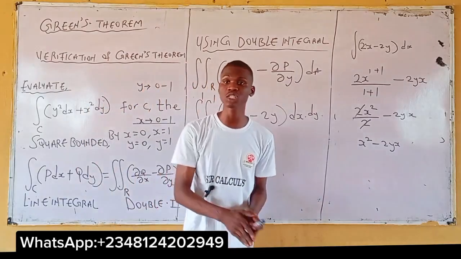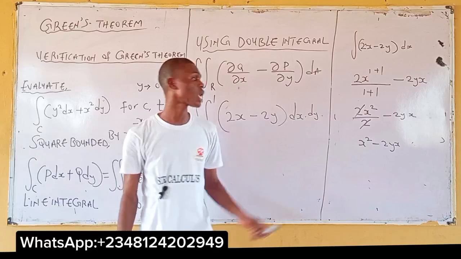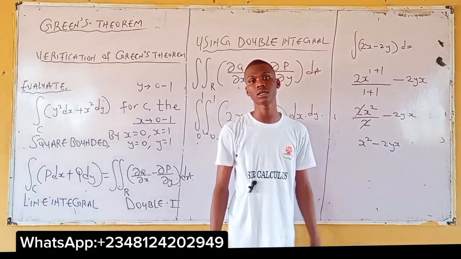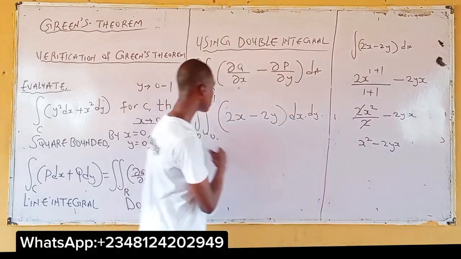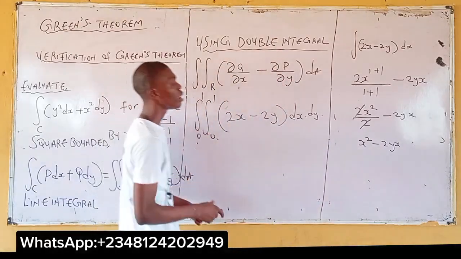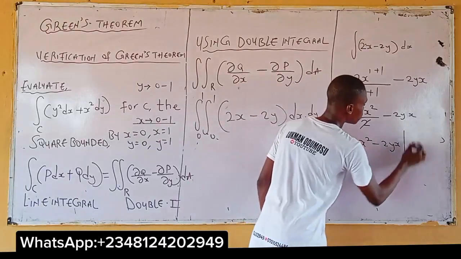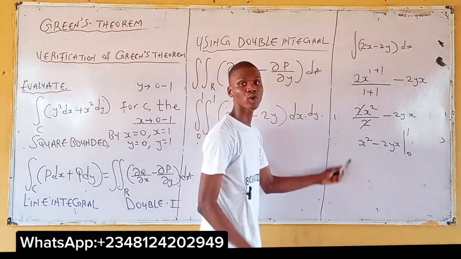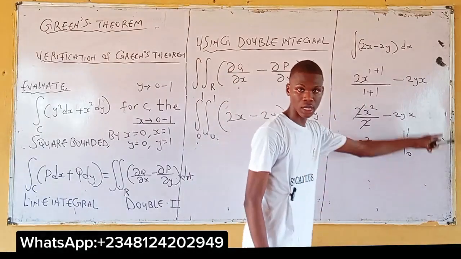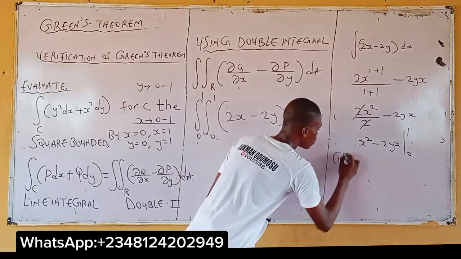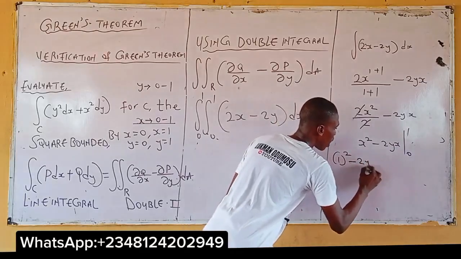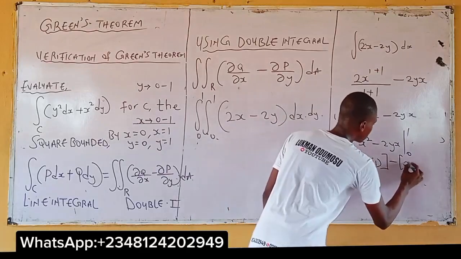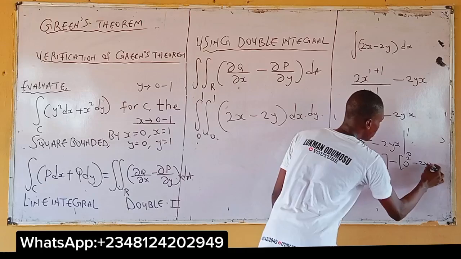Say you are integrating with respect to y, introduce the what? Limit. Now, what is the limit here? What will be the limit that I'm introducing here? 0 and 1. From what we have here, this is 0 and this is 1. Now, let's substitute. Anywhere I see x, I have what? 1 minus 0. Meaning, 1 squared minus 2y, all into bracket 1, right? Minus what? 0 squared minus 2y times 0.